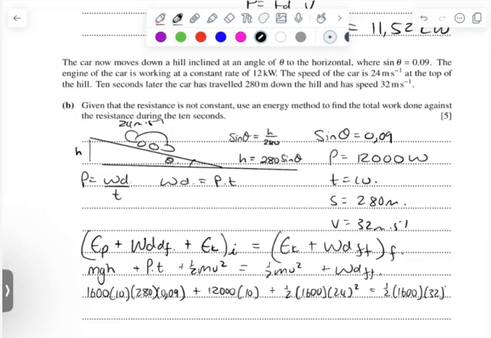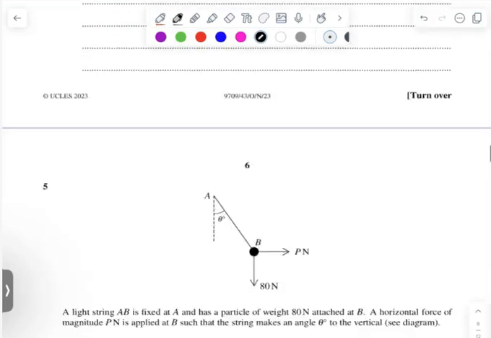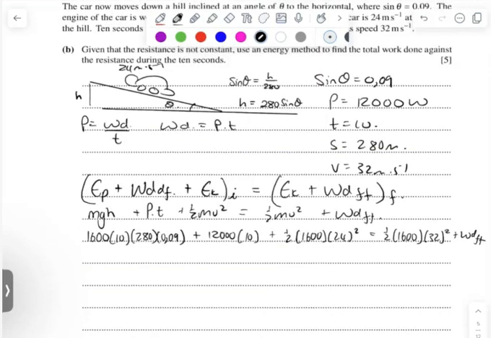is 32 meters squared, and work done by the frictional force. Okay. Sometimes you can work these all out and then put them into the formula afterwards. I don't know why, I quite like to do it all in one go, but it does get a bit long. Okay, 1600 times 10 times 280 times 0.9 plus 12,000 times 10 plus half. Okay, and then subtract a half times 1600 times 30 squared.